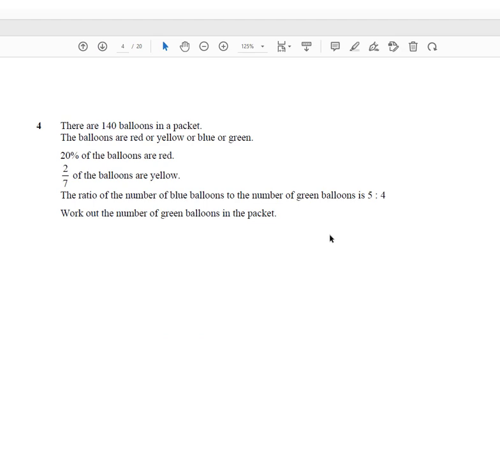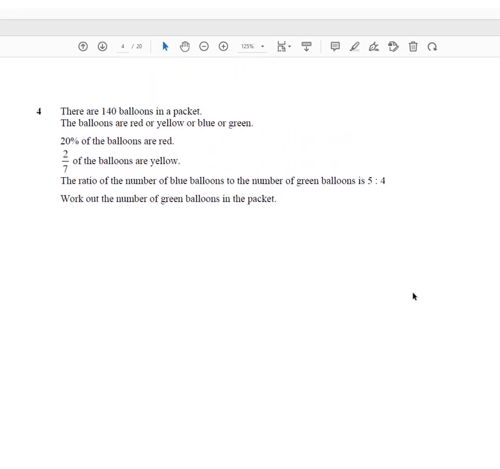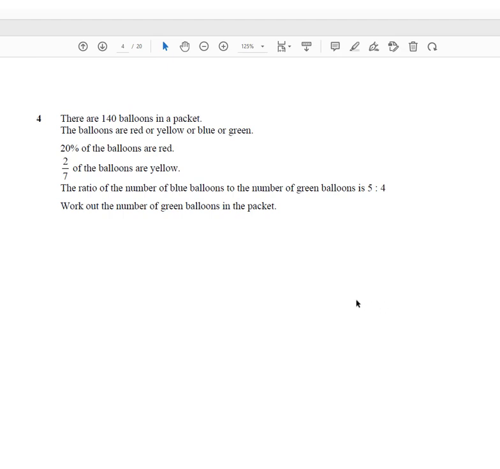Okay, there are 140 balloons in a packet. The balloons are red or yellow or blue or green. 20% of the balloons are red, 2/7 of the balloons are yellow, and the ratio of blue balloons to the number of green balloons is 5 to 9. Work out the number of green balloons in the packet. So let's have a quick look at the bottom of this, and how many marks do we get? 5 marks. So we can pick up some marks even if we don't get to the end of this.